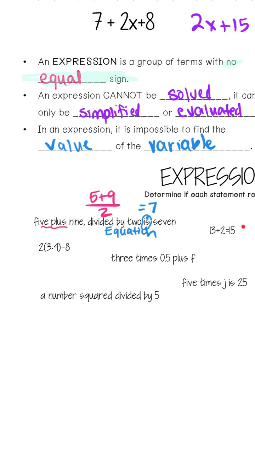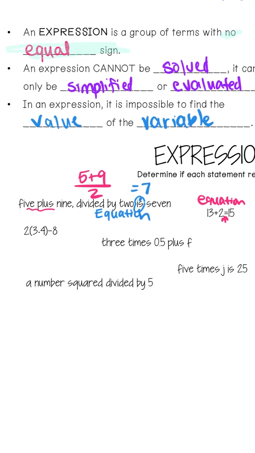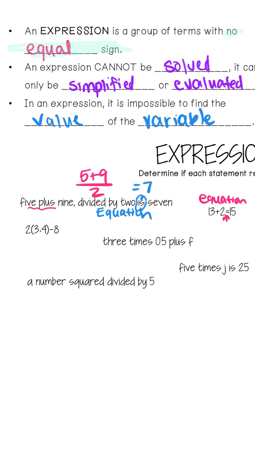Let's look at this one. 13 plus 2 equals 15. What do you notice? That equal sign. That makes that an equation. I'm going to stick to this half of the page real quick. Let's look at this one. 2 times 3 times 4 minus 8. Do you see an equal sign? No? Me neither. That means this is an expression.